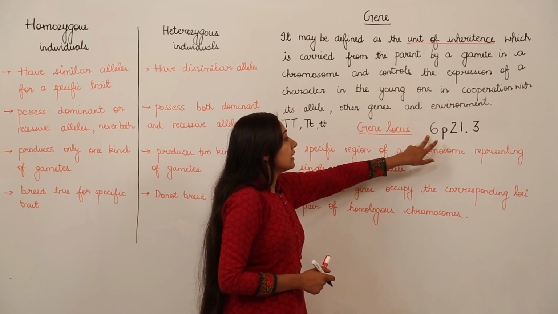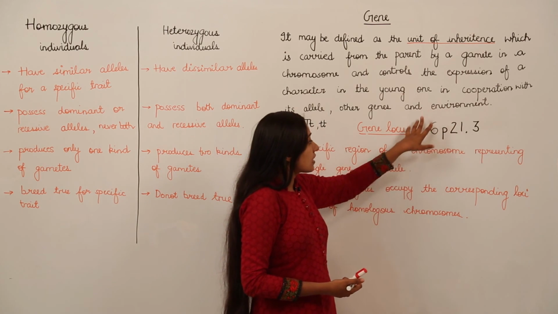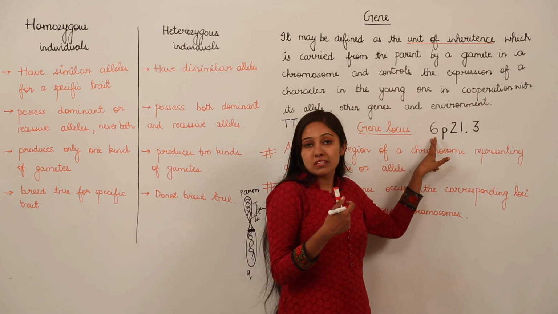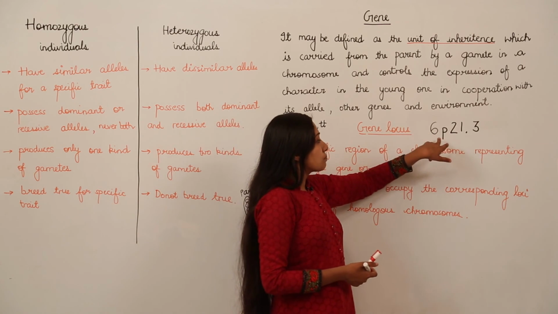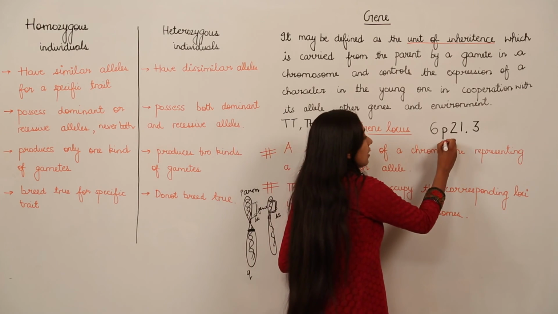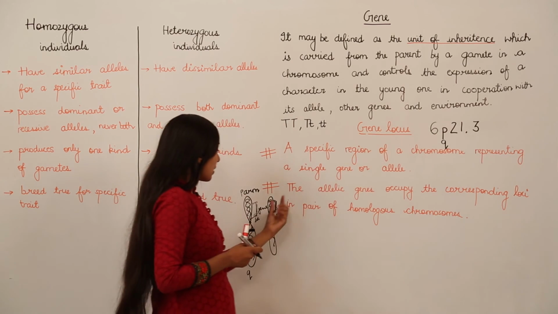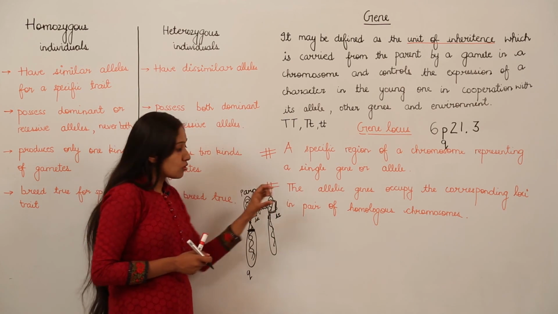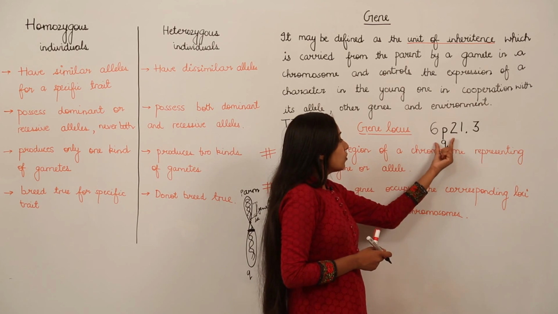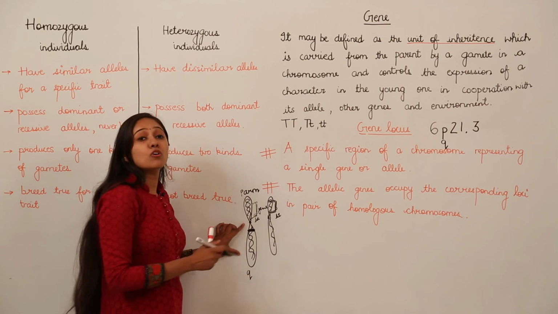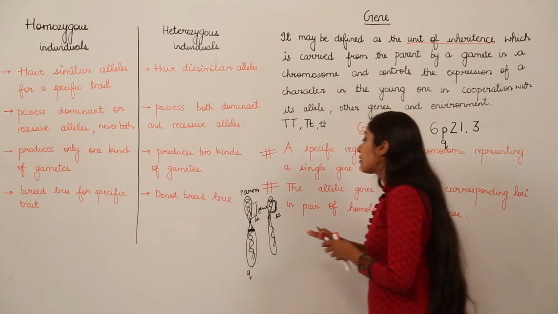The first numeral conveys which chromosome we are talking about. If this is number 6, we are talking about chromosome number 6. If this is 22, we are talking about chromosome number 22. And this can be P or it can also be Q. P explains that we are talking about a region on the shorter arm of the chromosome, and Q denotes that we are talking about the longer arm of the chromosome, meaning that region is present in the longer arm.